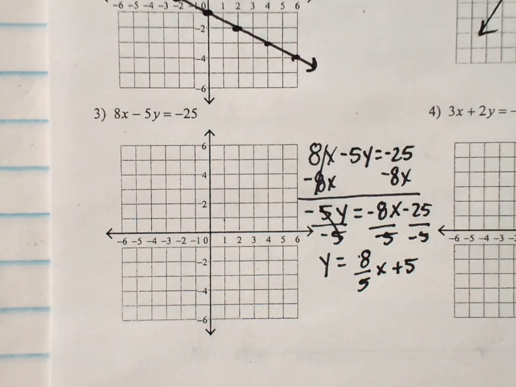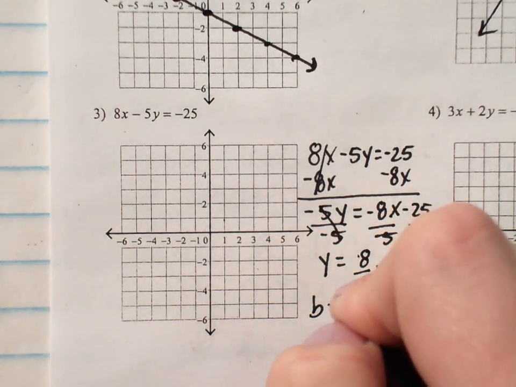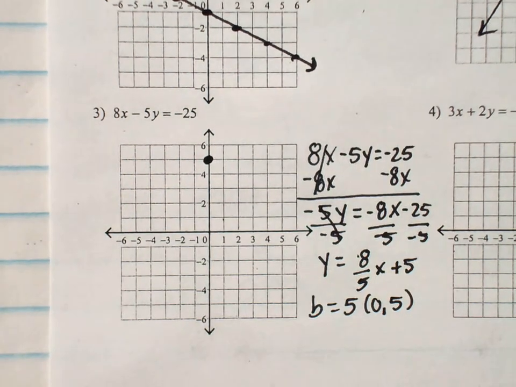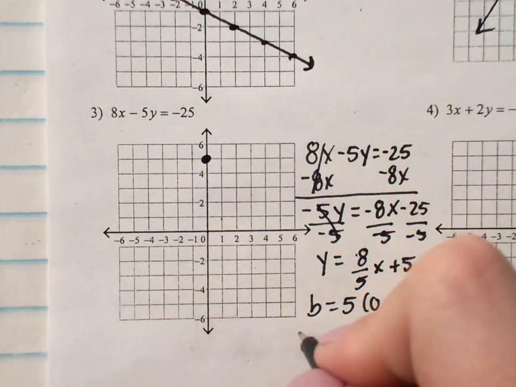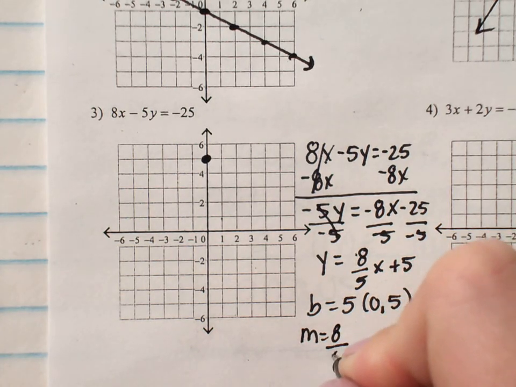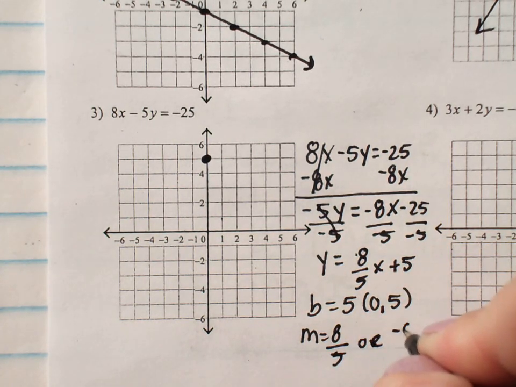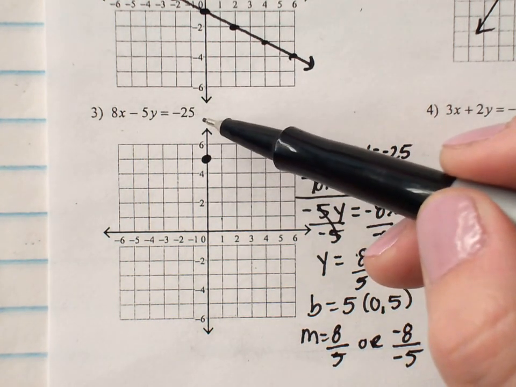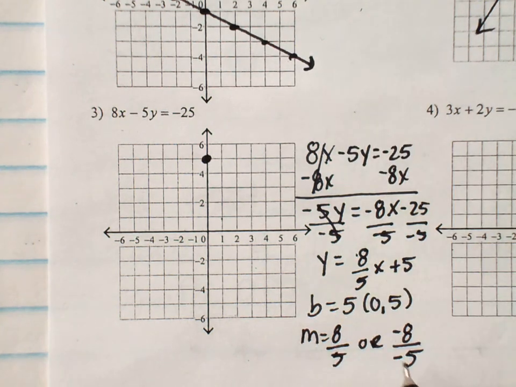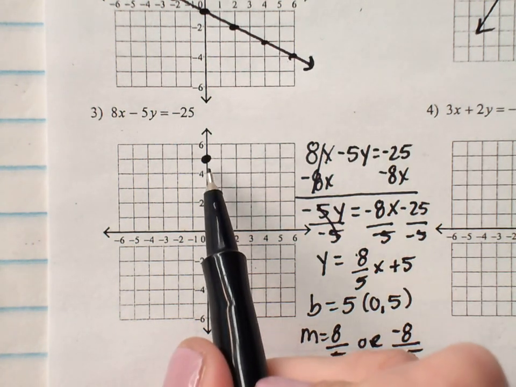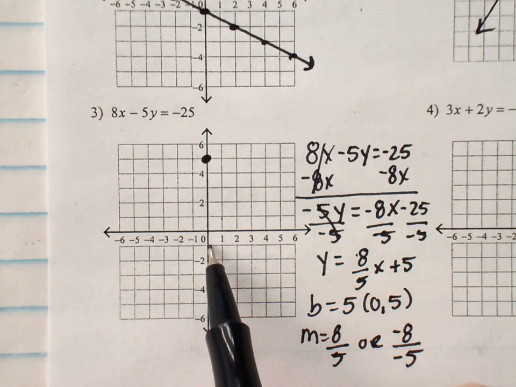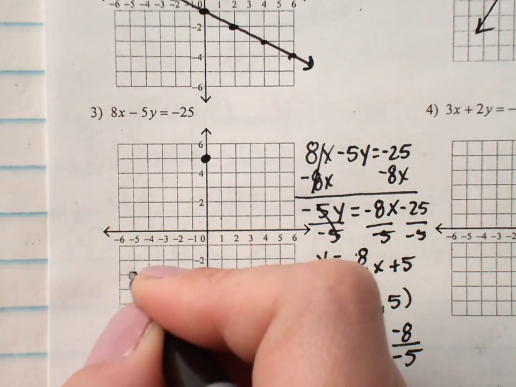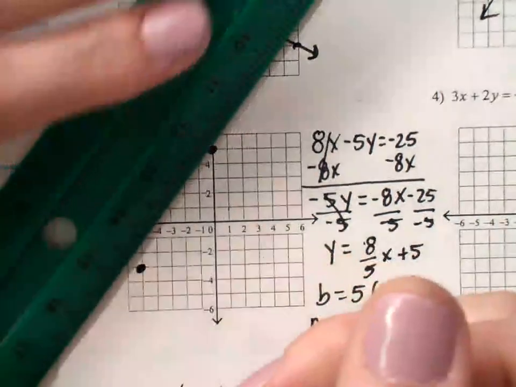Now, we identify our y-intercept. My y-intercept is 5, which can be written as (0, 5). So I'm going to go up to 5 on my graph. Then I use my slope, which is 8 over 5, or negative 8 over negative 5. I don't have room to go up 8 and right 5, so I need to go the opposite. Down 8. 1, 2, 3, 4, 5, 6, 7, 8. Left 5. 1, 2, 3, 4, 5. And there is my graph.